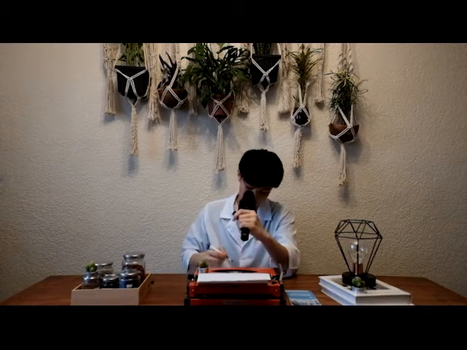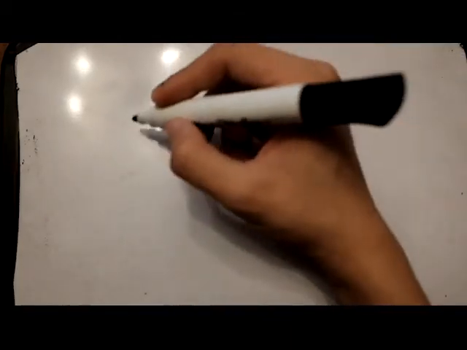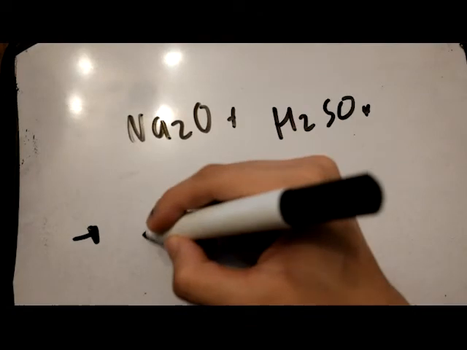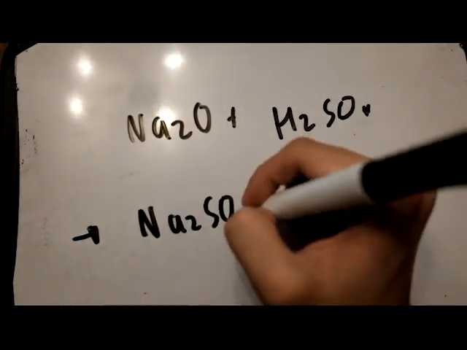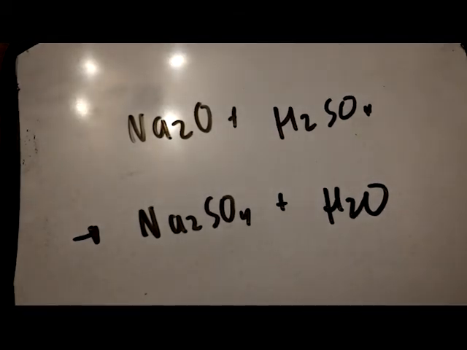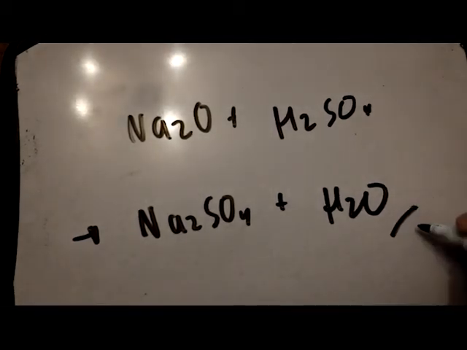The second one is metal oxide plus acid is equal to salt plus water. And here's an example for that. Sodium oxide plus sulfuric acid to form sodium sulfate plus H2O or water. The equation is already balanced.